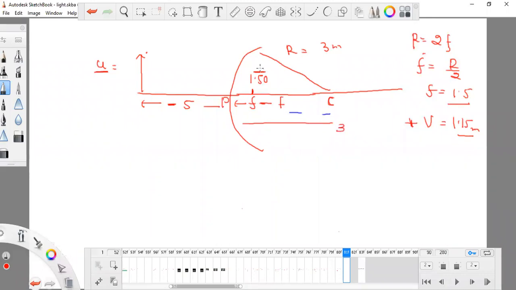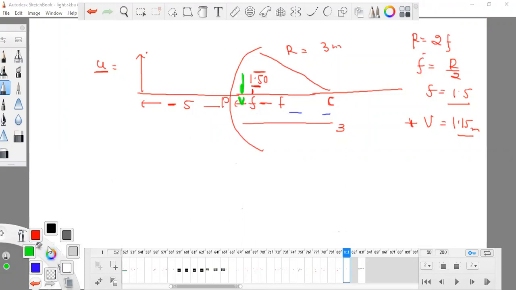It is between p and f, yes, very good. This is 1.50, so I should place 1.15 somewhere here. This is the place where my image is forming. So this is my v place.